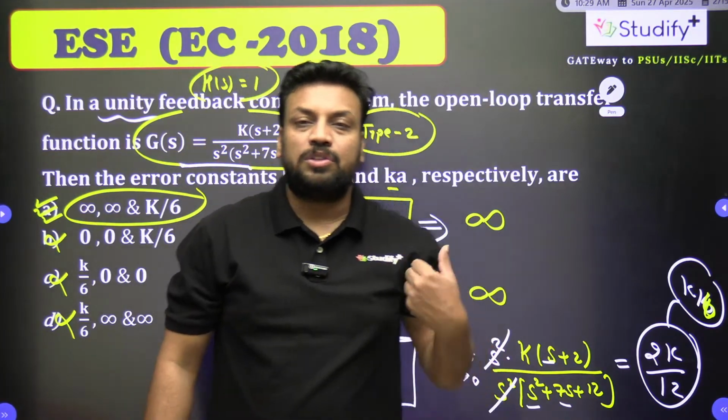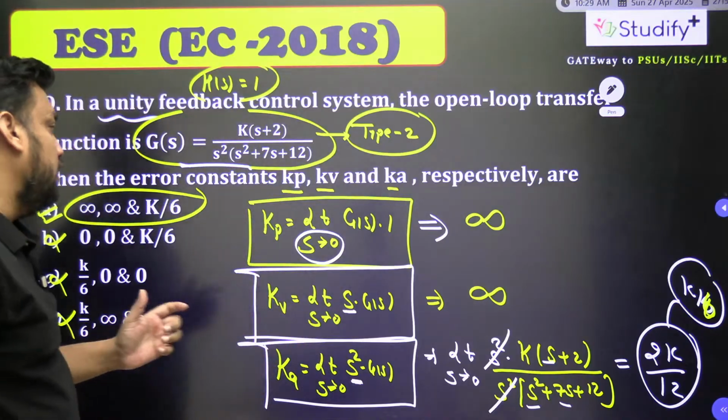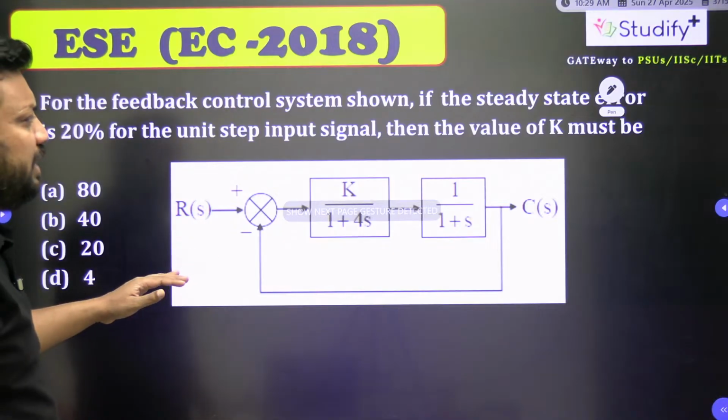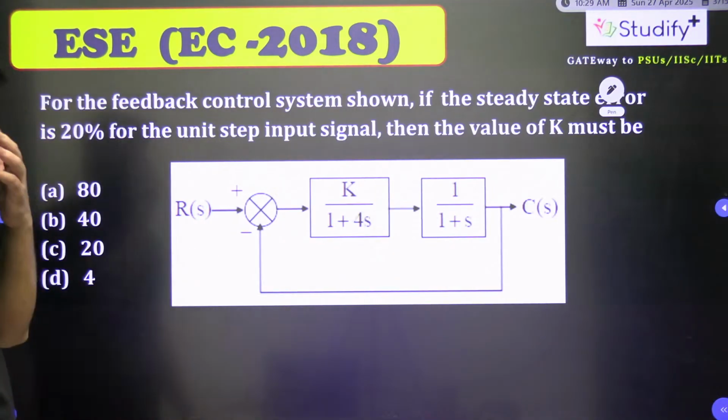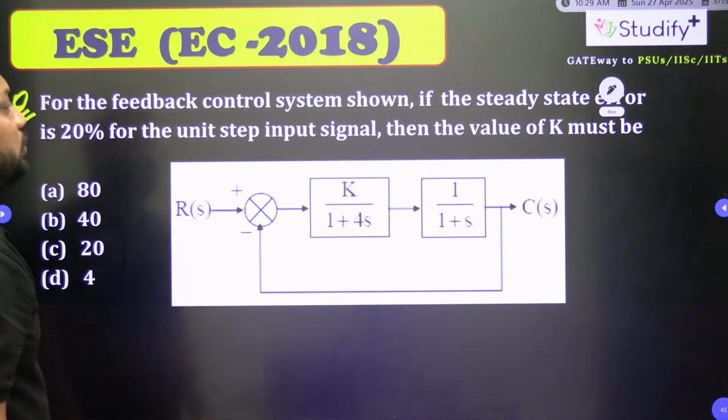So this is the question that was asked in 2018 EC. We have solved this question. The correct answer is option A only. Very easy question, I must say. Okay. Now one more question that was asked in ESE 2018.